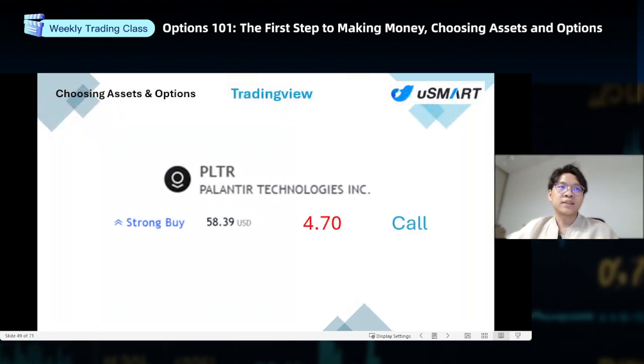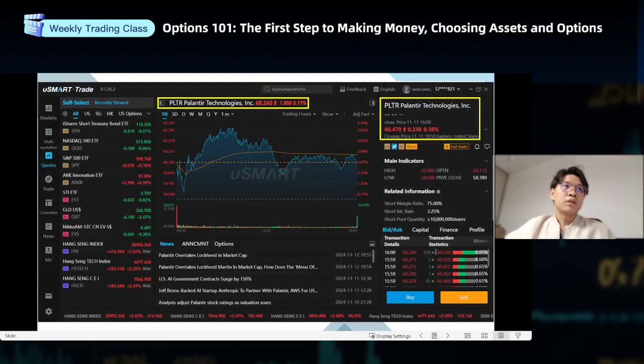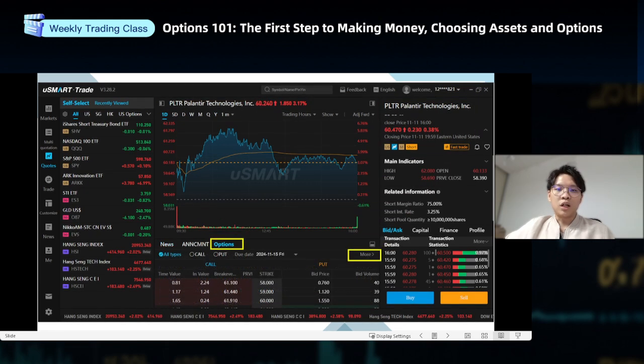Okay, let's look at the second share, Palantir. Palantir has a rating of strong buy, which means that we only look for call options. And the current price is $58.39 with a premium of $4.70.